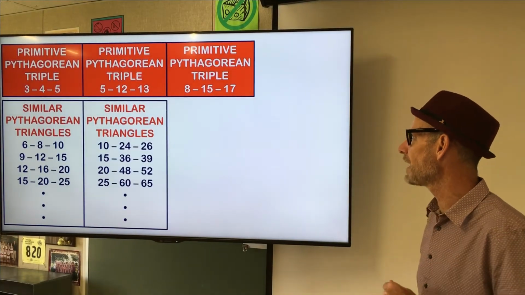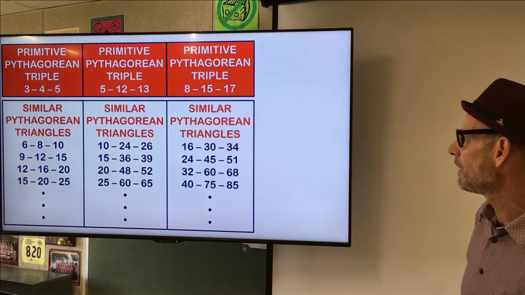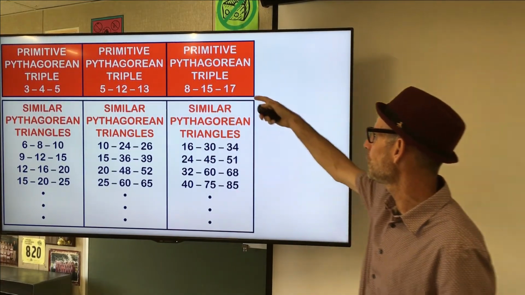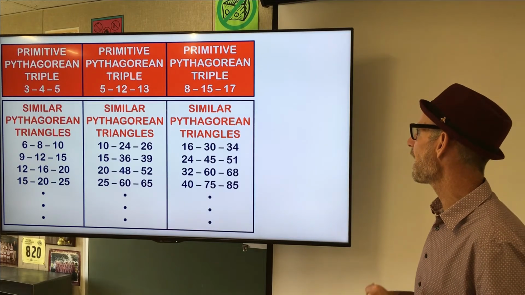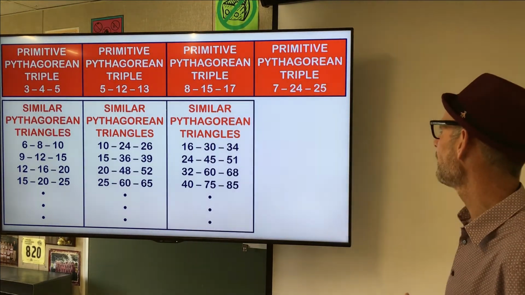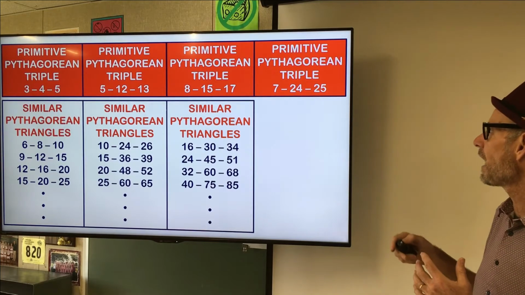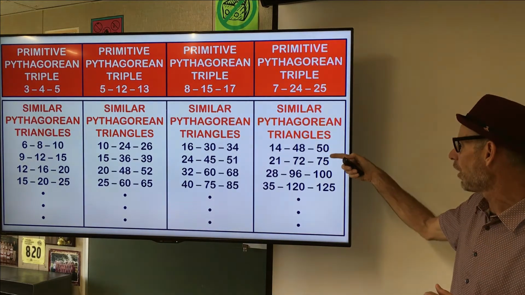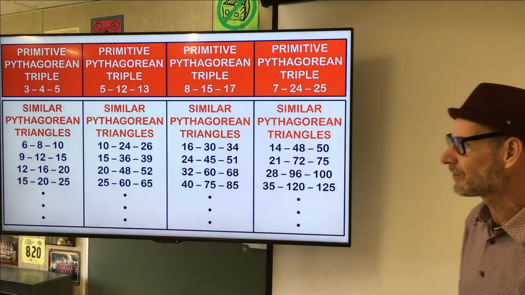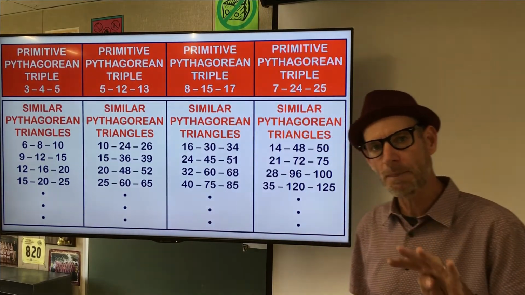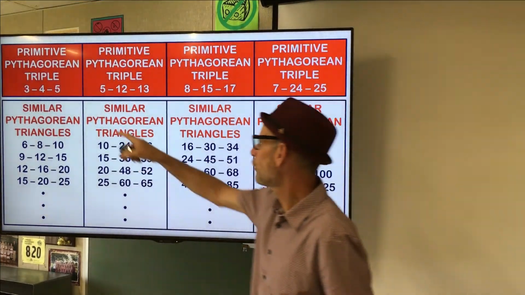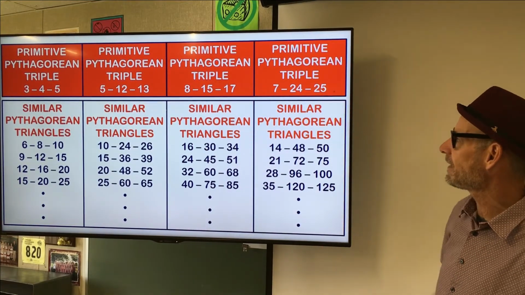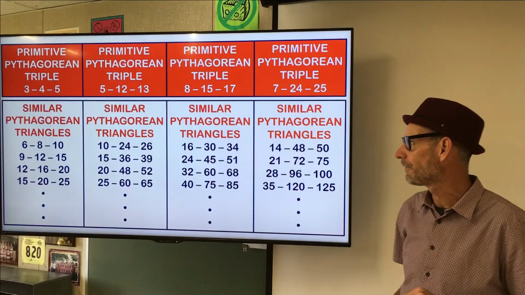The next one you need to memorize is 8, 15, 17. And when you memorize that, all of these Pythagorean triangles are similar to that one. And then the last one that usually people memorize is 7, 24, 25. And if you memorize that primitive Pythagorean triple, then you'll be able to solve problems with all of these different side lengths. So the 4 Pythagorean triples that you need to memorize are 3, 4, 5, 5, 12, 13, 8, 15, 17, and 7, 24, 25.